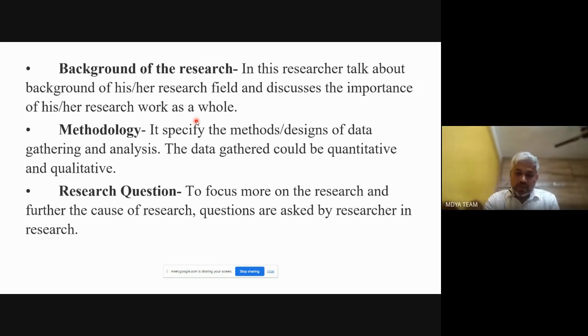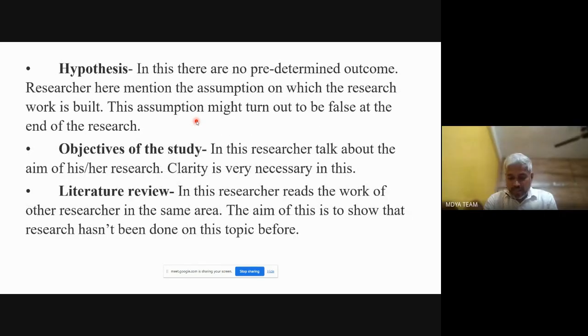Now, next, you have to explain your hypothesis in your synopsis. In this, there is no predetermined outcome. The researcher mentions the assumption on which the research work is built. This assumption might turn out to be false at the end of the research. This is what a hypothesis is. Then the objective of the study, as we have earlier discussed about objectives of the research. Here it is the same thing, you have to decide the objectives behind your research. The researcher talks about the aim of his research. Clarity is very necessary in this.